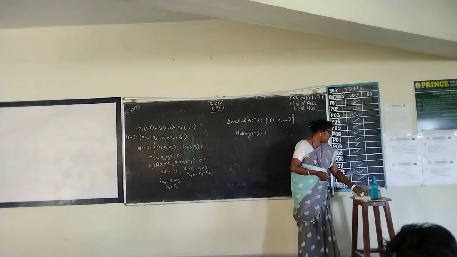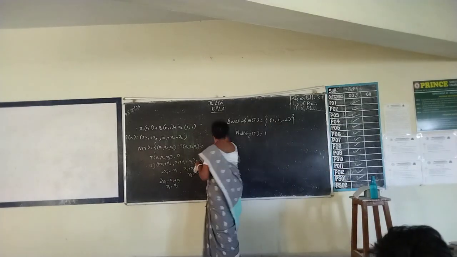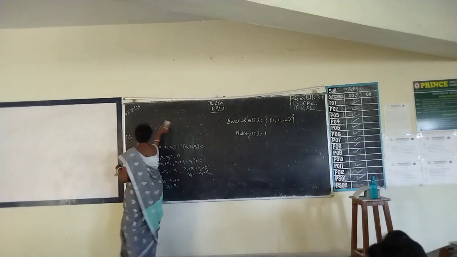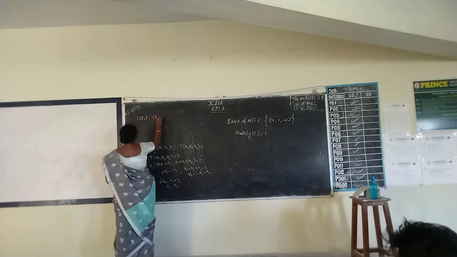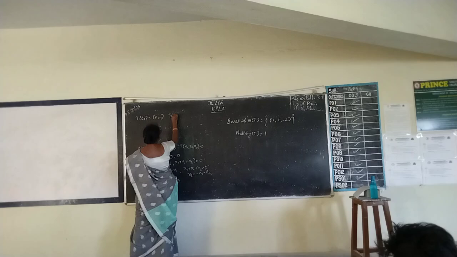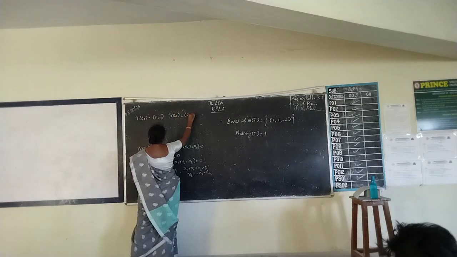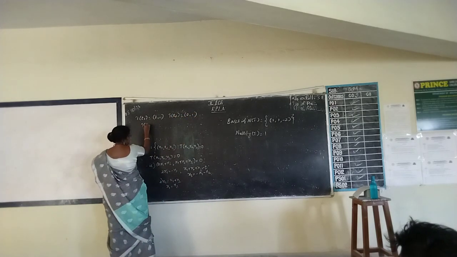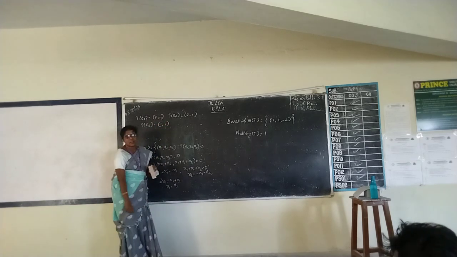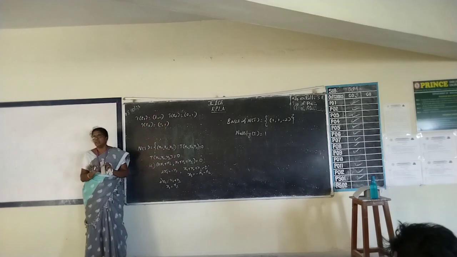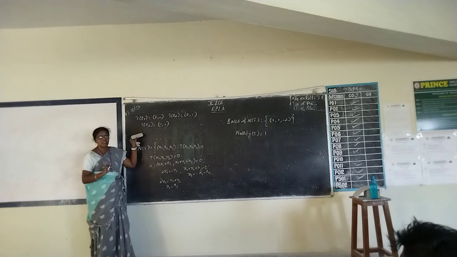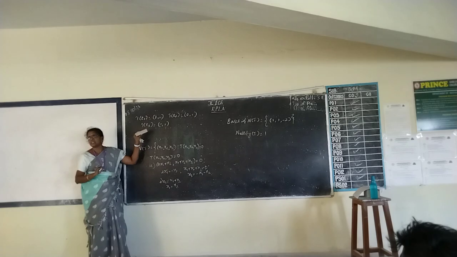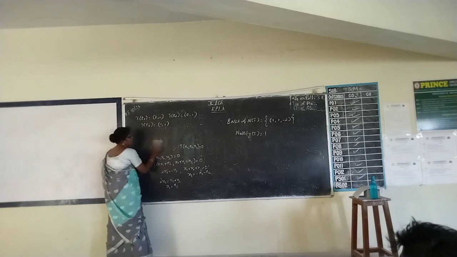Next one. Given T of E1 equal to (2, 1). T of E2 equal to (0, 1). T of E3, what is given now? (1, 1). This is given. For range, this is the procedure now. You have to get the image of the standard basis. Here it is already given, so no need to find. Rewrite this into the matrix form. So A equal to.